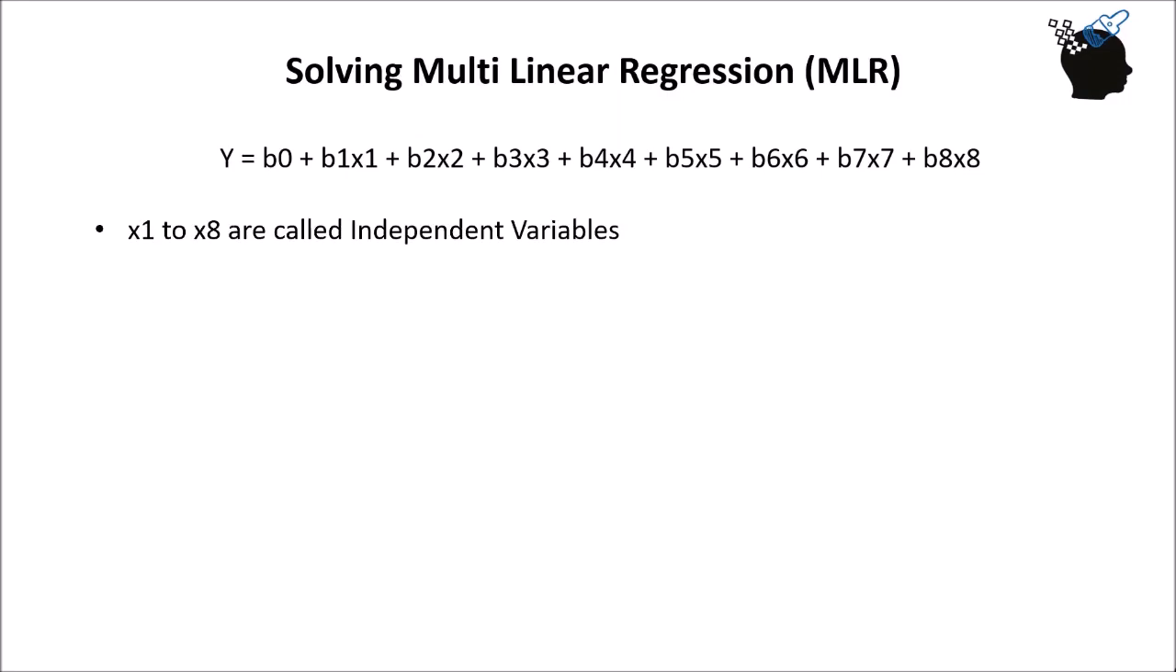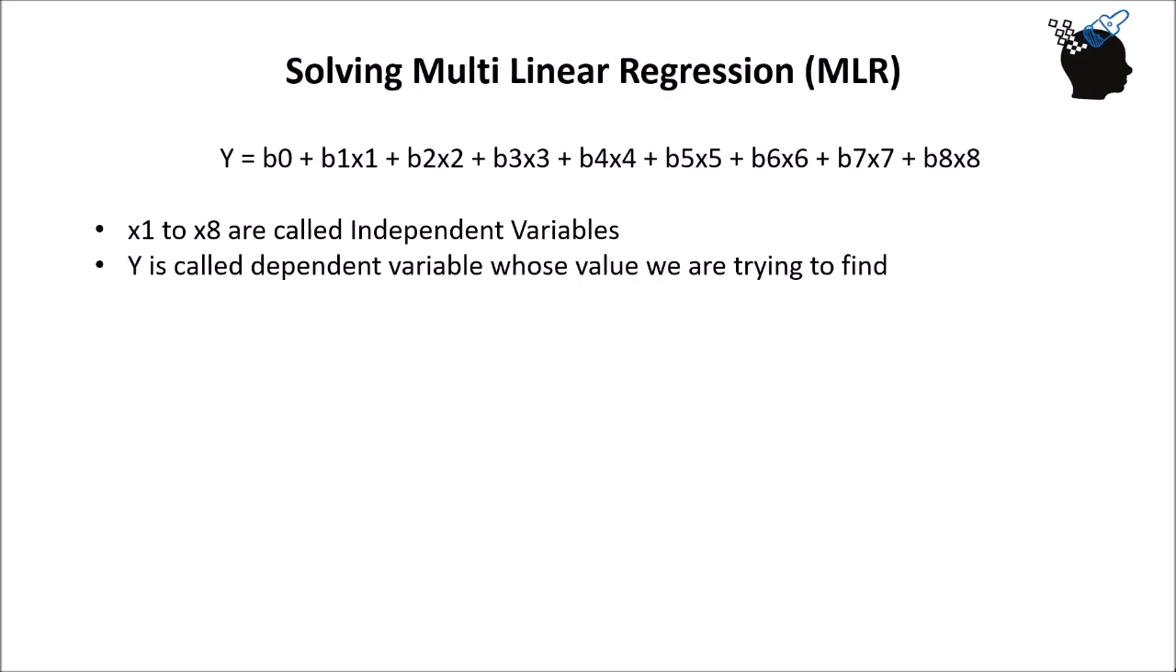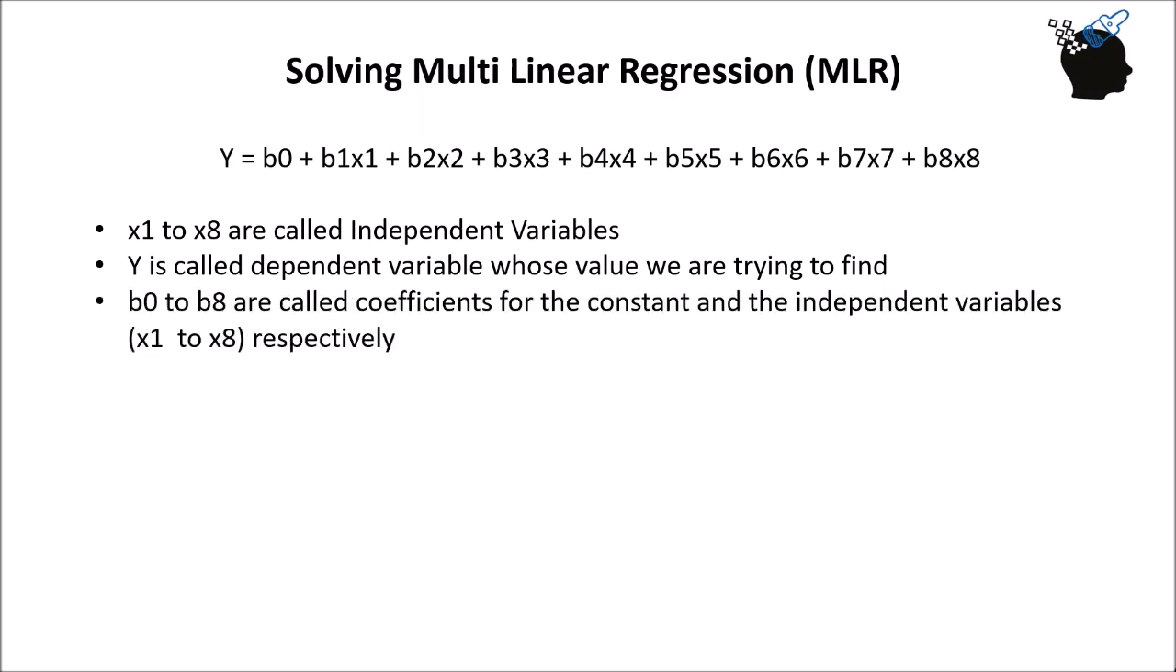So here we have x1 to x8, which are also called the independent variables, and they are independent of each other. Y is called the dependent variable whose value we are trying to find. We are going to use this method to first frame this equation, and once we have done that, we will start solving for future values of y. b0 to b8 are the coefficients for the constant and the independent variables x1 to x8 respectively. Now we have formed the equation. Let's see how we can solve it.